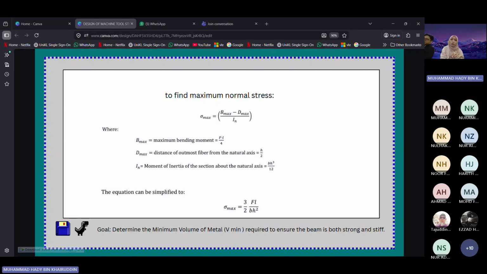To find the maximum normal stress, we have this equation, and this equation can be simplified as 3/2 FL, where F is the load and L is the length of the beam, divided by BH squared. B is the width and H is the height.